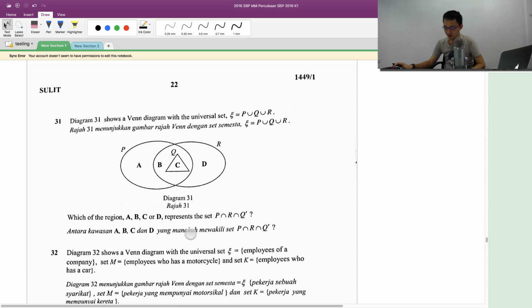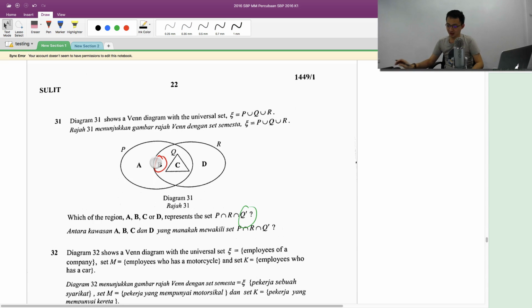Okay, which region ABCD is represented by that one? Alright, so interesting. P intersect R. This is everything in P intersect with R. And then intersect with Q complement, means outside of Q. Outside of Q, that means cannot include Q. This is Q, isn't it? So outside of Q should be here only. So the answer should be B, because C is including the Q already. Outside of Q, so the answer is B.